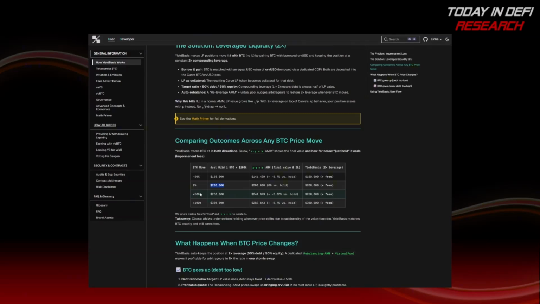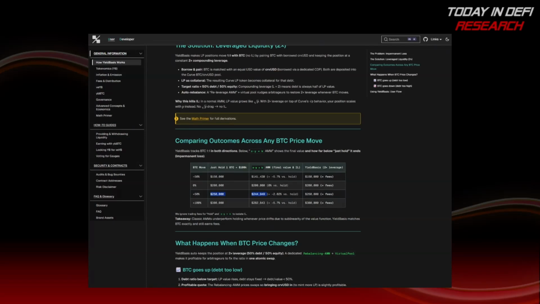Let's say that the BTC price goes up by 50%. If you stay in this pool, at the end of the day your LP value in USD terms is only going to be around 244K. However, if you just hold one BTC and 100K of crvUSD, when the BTC price goes up by 50%, the value of your position is going to be 250K. The gap in between is what we call impermanent loss.